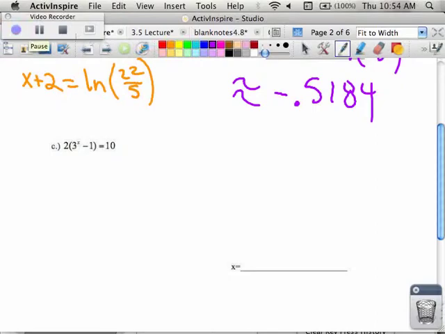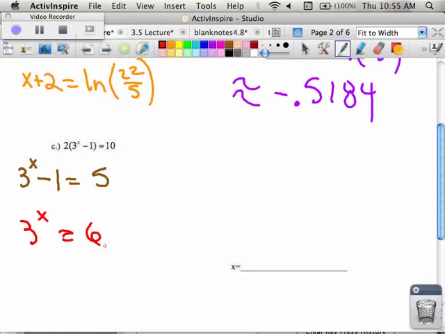In letter C, I see a 2 in front of the parentheses. So I divide both sides by 2. When I divide both sides by 2, I have 3 to the x minus 1 equals 5. Then I'm going to add 1 to both sides. So when I add 1 to both sides, I have 3 to the x equals 6. Oh my God, there's not an e there. What am I going to do?